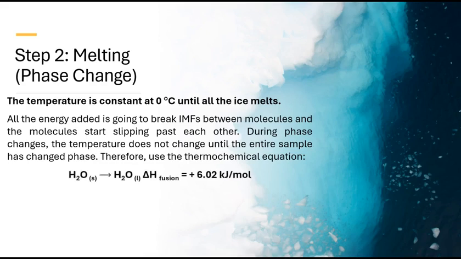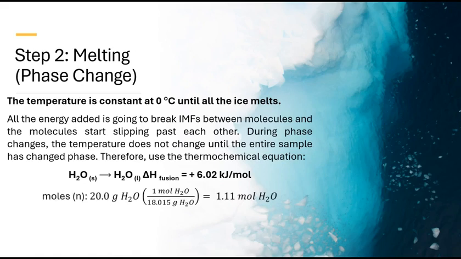We're going to use the heat of fusion thermochemical equation where H2O solid becomes H2O liquid, and the delta H is equal to positive 6.02 kilojoules per mole. Since we know we have 20.0 grams of water, we can solve for the moles of water that we're going to have undergo the phase change. We're going to end up with 1.11 moles of H2O.